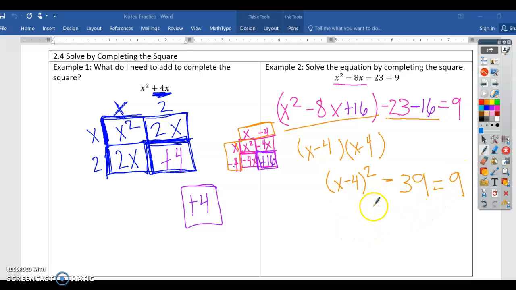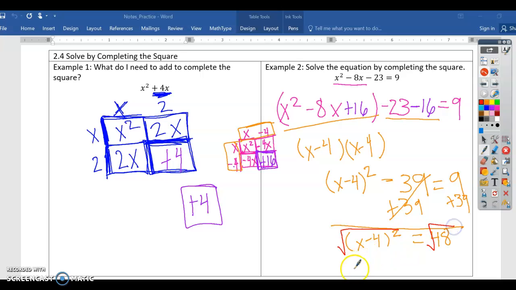Okay, so now all I'm going to do is get x by itself. So I'm going to add 39 to both sides. Now I have x minus 4 squared equals, because that's 0, 9 plus 39 is 48. Now I need to get rid of the squared. The opposite of squaring is square root, so I need to square root both sides. So I have x minus 4, and remember, when you take the square root of both sides, this could be positive or negative square root of 48.